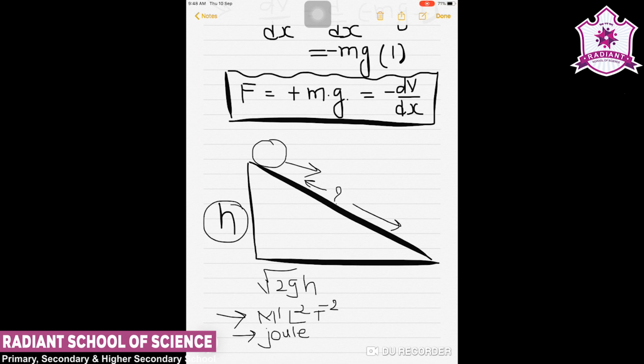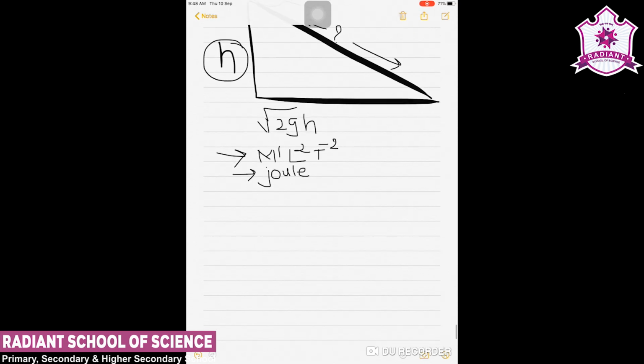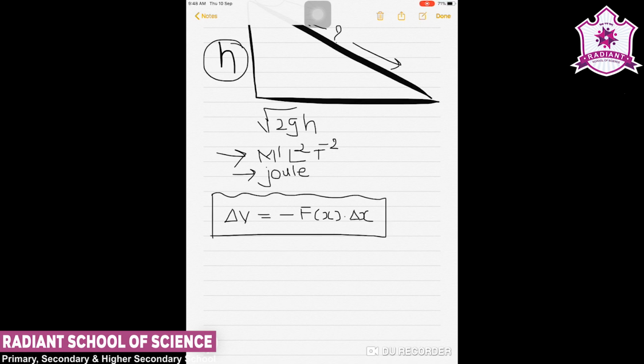And there we can say simply, in general, if we have one statement that we have to repeat again, we can say that the change in potential energy is equal to minus of the work done against the motion. This is the general explanation of potential energy that we need to understand.